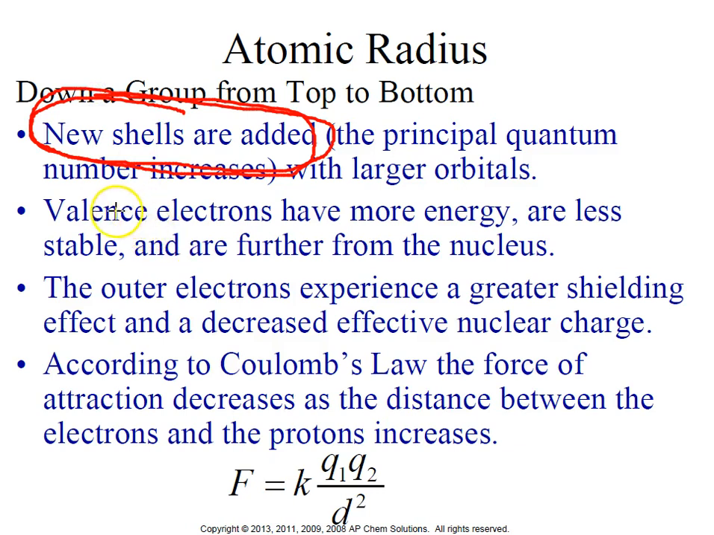To go a little further, your valence electrons now have more energy and are further from the nucleus because they're in a bigger shell. They have a greater shielding effect and a decreased effective nuclear charge. So they have more electrons in between them and the nucleus. So according to Coulomb's law, this force of attraction would be greatly decreased because distance is increasing, because of these new shells that are being added, so our force of attraction is going to go down.